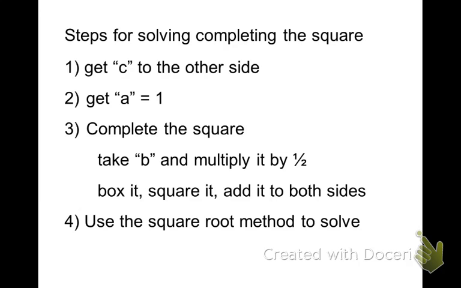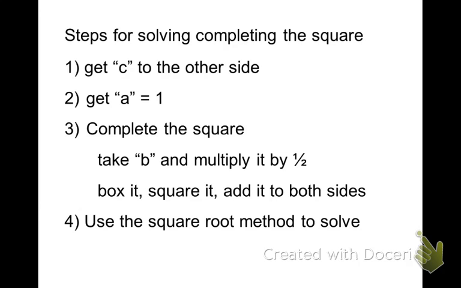So the steps I'm going to show you for completing the square are: 1, get c to the other side. We're talking about ax squared plus bx plus c. C is the constant term, and we're going to get c to the other side, away from the x squared and the x term, the quadratic and the linear term. The next thing we'll do is divide both sides by a, so that the coefficient of the quadratic term is 1, and then we're going to complete the square.